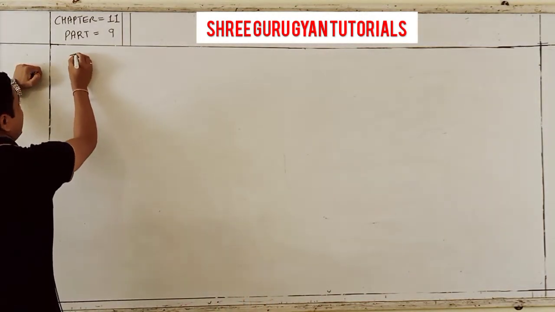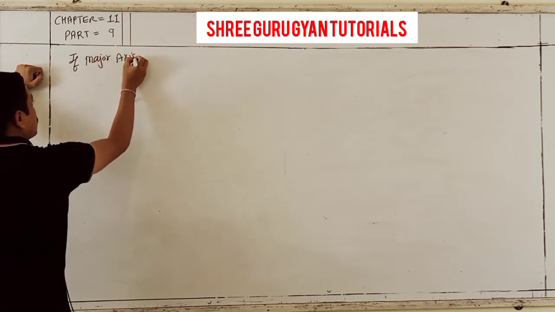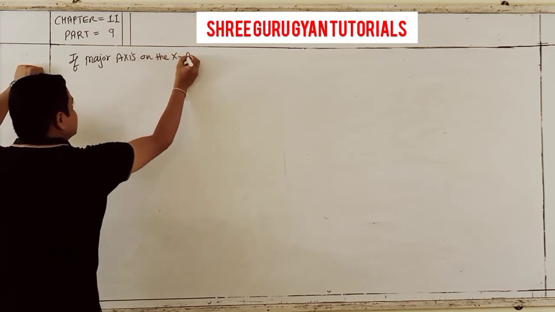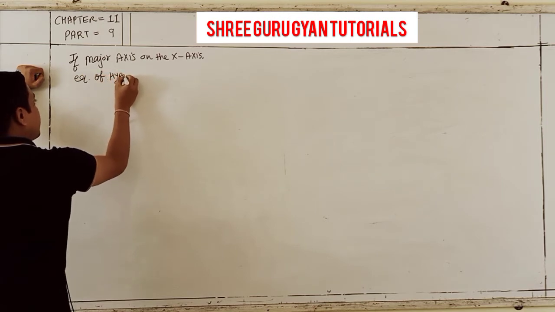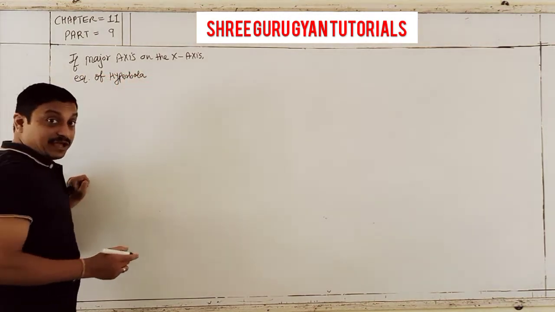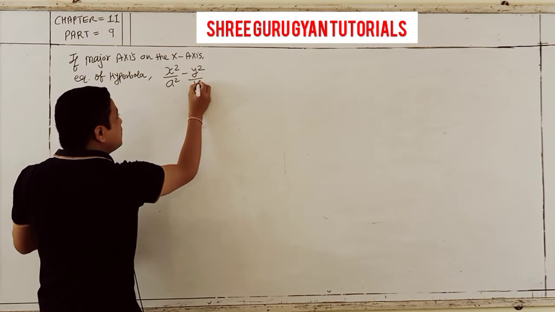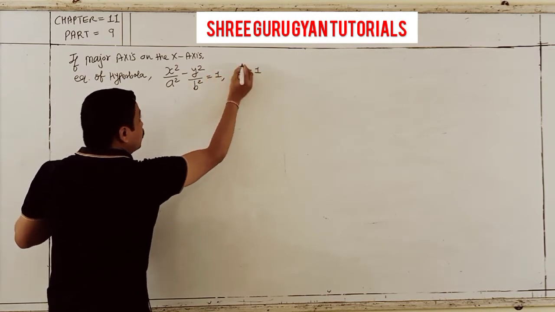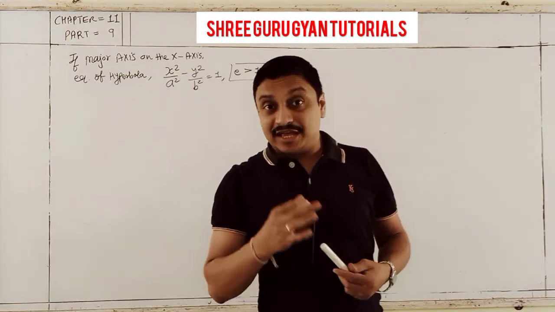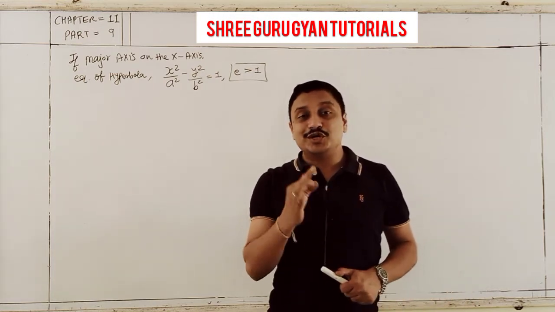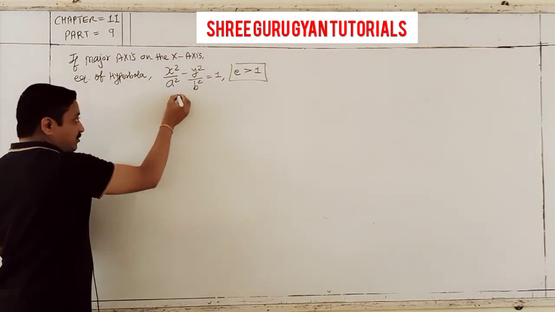And the equation is, if the major axis is on the x-axis, then the equation of the hyperbola is x square by a square minus y square by b square is equal to 1, but the eccentricity here is more than 1. This equation relates to the main axis. Yes, it is your main axis. The conjugate axis is the y-axis and the major axis is the x-axis. Very easy. That's your equation.